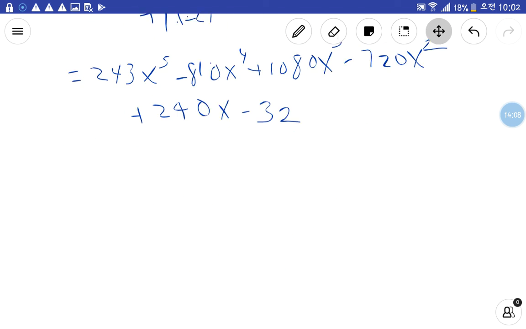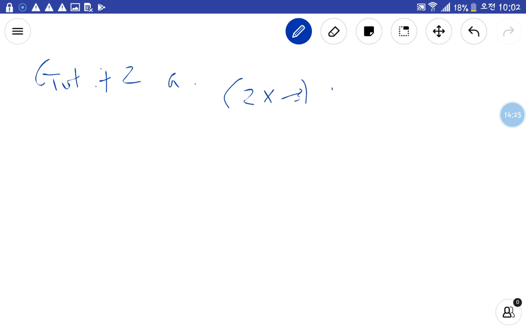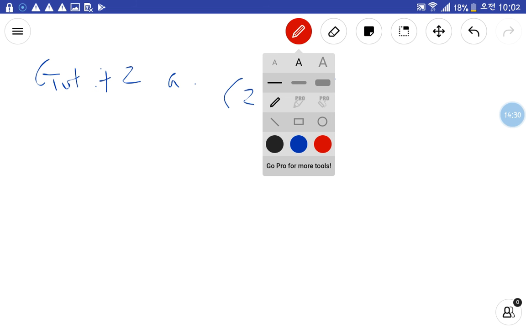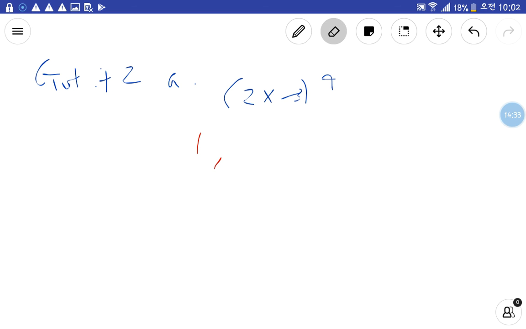Alright, so please work on Got It 2, A and B. Got It 2, A. So we're expanding 2x minus 3 to the 4th power now. Please look at your Pascal's triangle. What would be our coefficients this time? 1, 4, 6, 4, 1. You have to go all the way up to the row where the second number is 4.